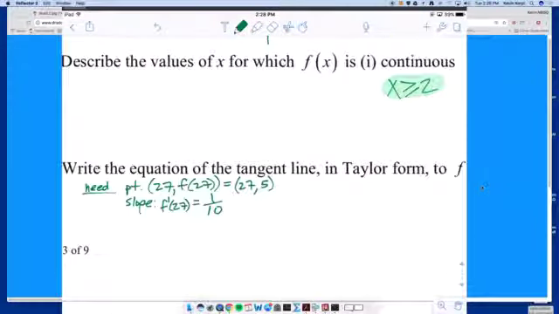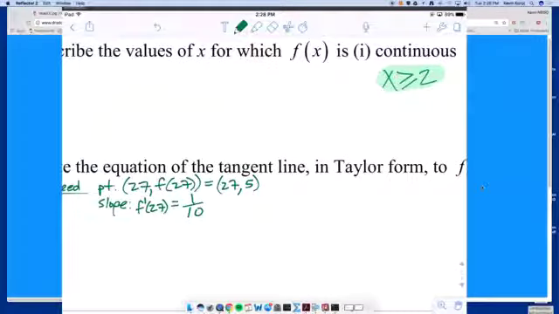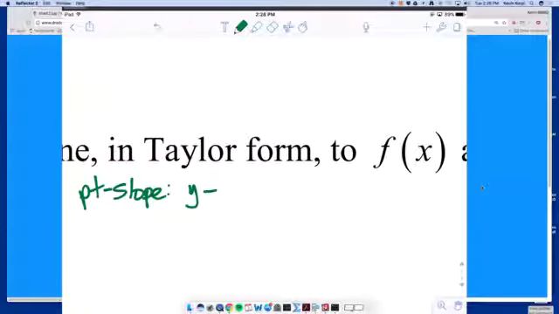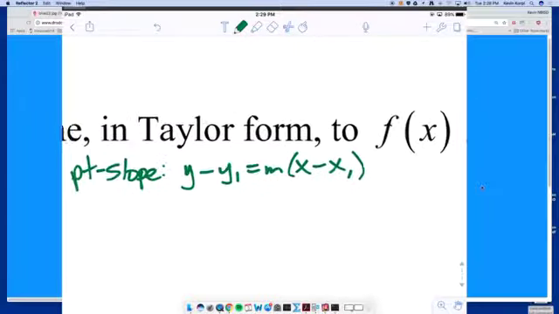Now that you have the point and the slope, we're going to take the point-slope formula and modify it. Here's what the point-slope formula looks like from Algebra 1. It's y minus y sub 1 equals m times x minus x sub 1. And all that is, is a derivation from the difference quotient. If you take y minus y sub 1 over x minus x sub 1 equals m, just multiply both sides by the denominator.